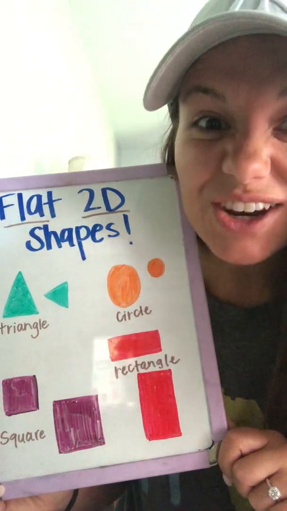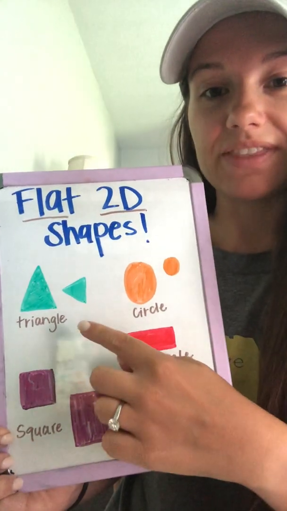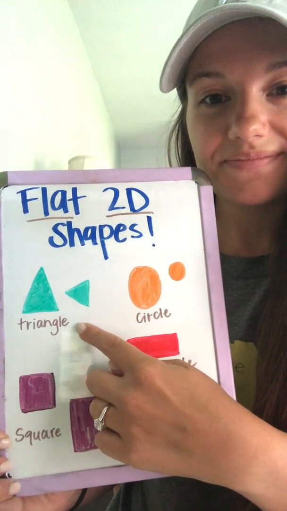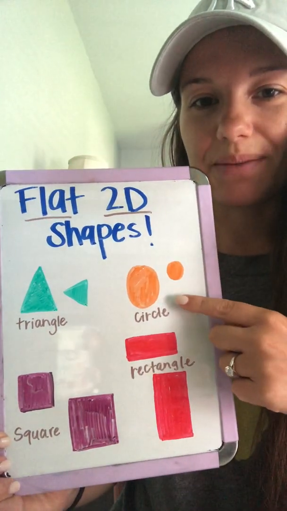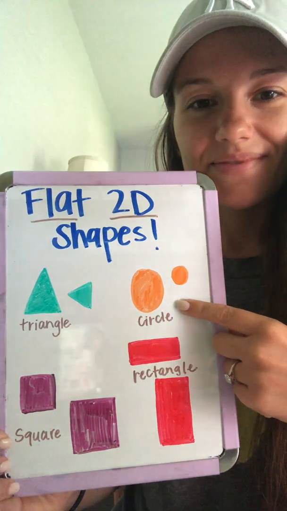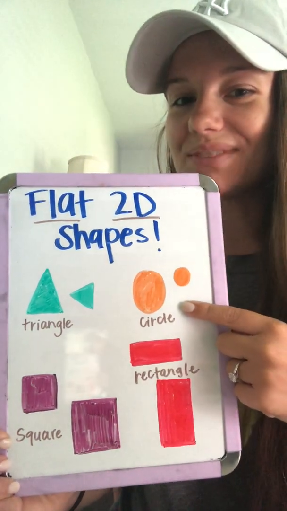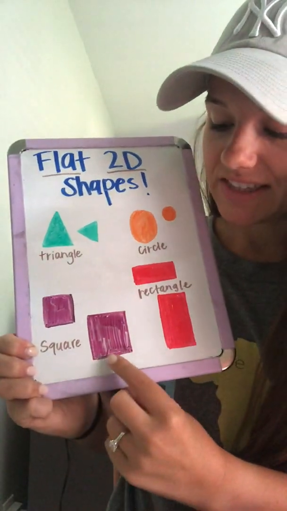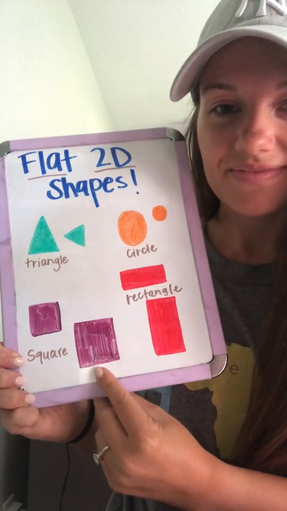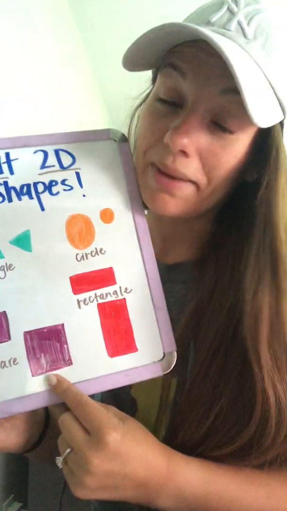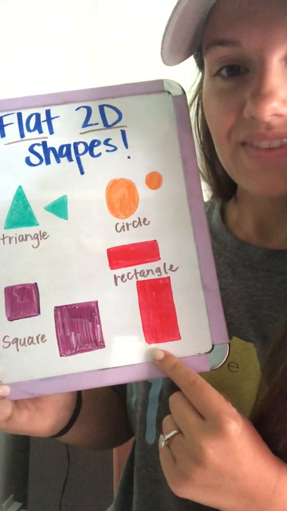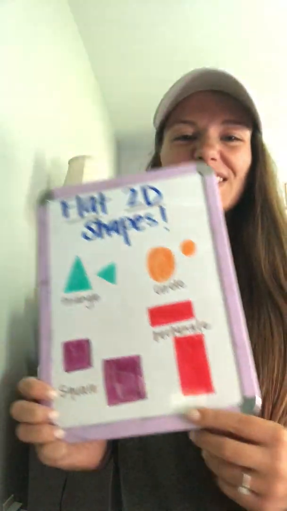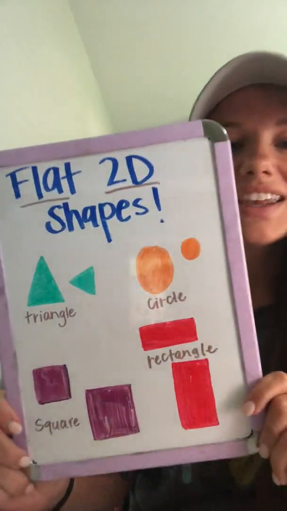Let's see now if you can say the name when I point to it. Be loud so I can hear you. Here we go. What's the name of this shape? If you said triangle, give yourself a thumbs up. What's the name of this shape? If you said circle, give yourself a thumbs up. What's the name of this shape? If you said square, give yourself a pat on the back. What's the name of this shape? If you said rectangle, give yourself a high five. Woo! Good job.